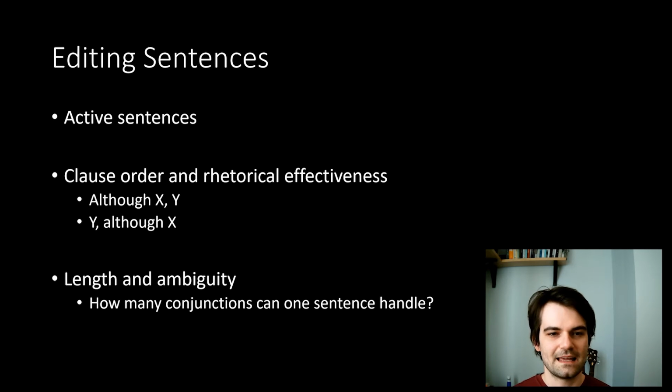Okay, length and ambiguity. I think this is an important point to consider too. When you're looking back at your sentences, how long is it? Something that makes sentences longer are conjunctions, like and, but, or. There are no strict rules on this, but you need to ask yourself how many conjunctions your sentence can handle. At some point, when there are two or three ands in a sentence, maybe consider breaking that into two discrete sentences, and things like that.